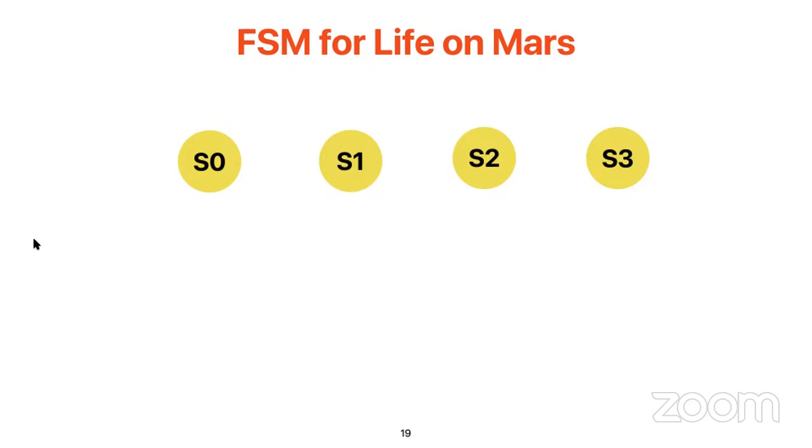So if we need 4 states, then what happens here is that we start with S0. If we see a 0, we go to the second stage. And if we see a 1, we have to go back. And if we see another 0, we go to the next stage.